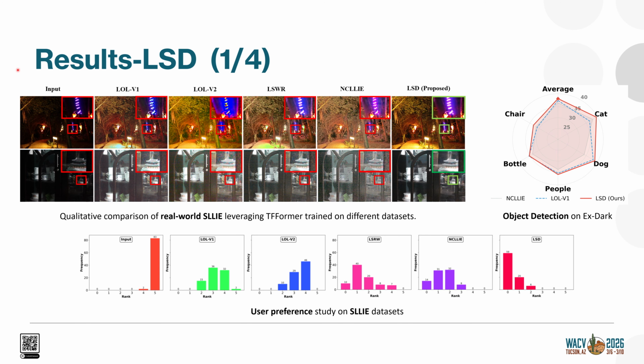If you look at the images on the top left, you can see that our method produces the cleanest and most natural results. This visual clarity improves downstream tasks as well. The radar chart on the top right shows a massive boost in object detection for challenging classes like chair and bottle in the ExDark dataset. Furthermore, the bar chart below shows that in a blind study, 15 human raters overwhelmingly preferred our results over models trained on older datasets.